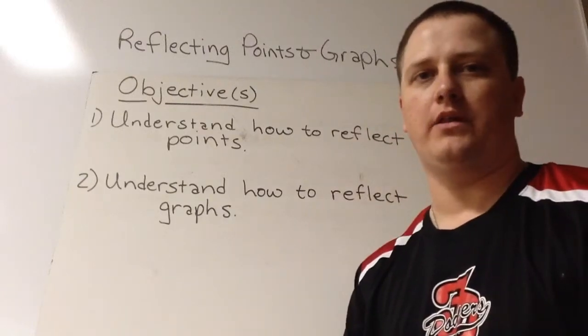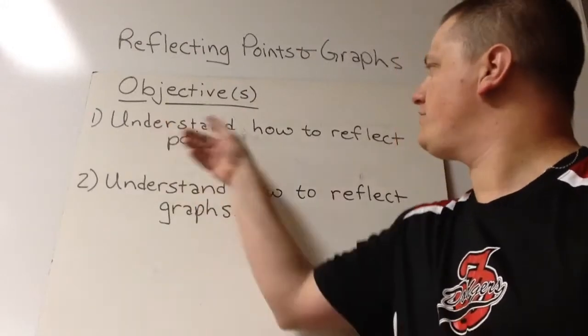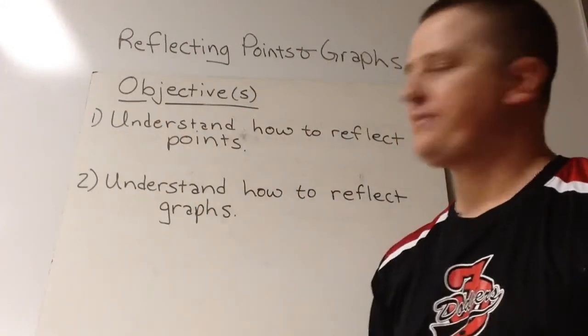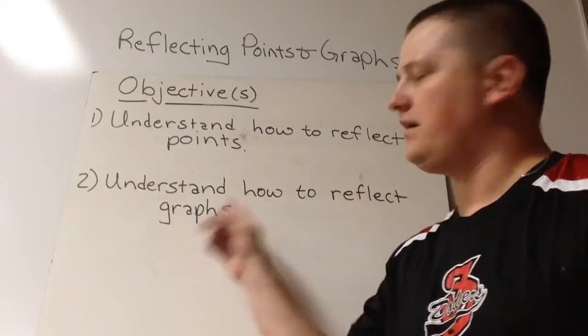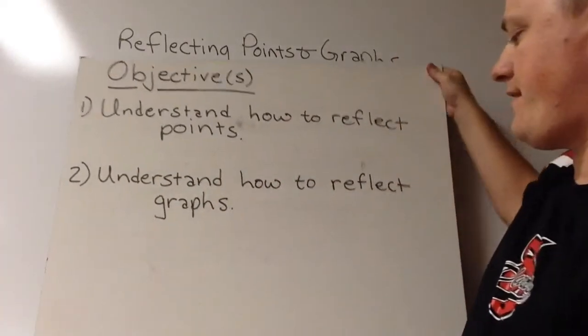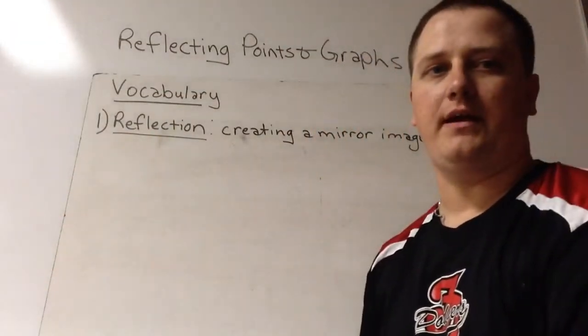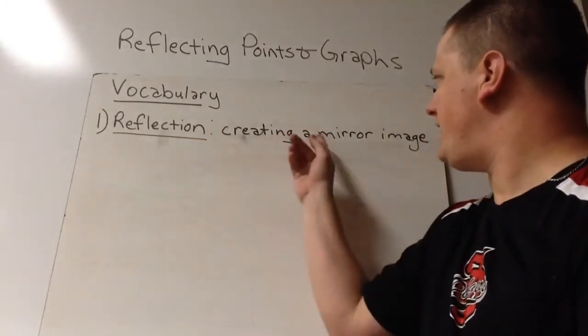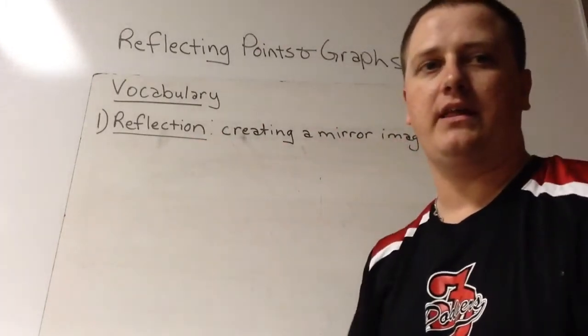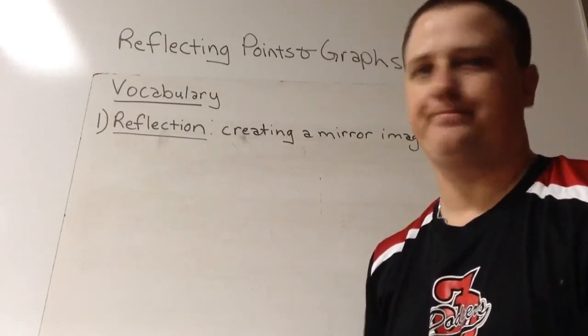In this lesson, we're going to look at reflecting points in graphs. Our objectives: understand how to reflect points, understand how to reflect graphs. Our vocabulary: reflection, creating a mirror image. So basically we're going to create a mirror image either vertically or horizontally.